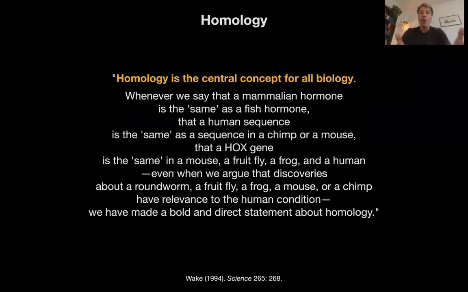Strong statement. Whenever we say that a mammalian hormone is the same as a fish hormone, that a human sequence is the same as a sequence in a chimp or a mouse, that a Hox gene is the same in a mouse, a fruit fly, a frog, and a human, even when we argue, and this is important, that discoveries about a roundworm, a fruit fly, a frog, a mouse, or a chimp have relevance to the human condition, we have made a bold and direct statement about homology.